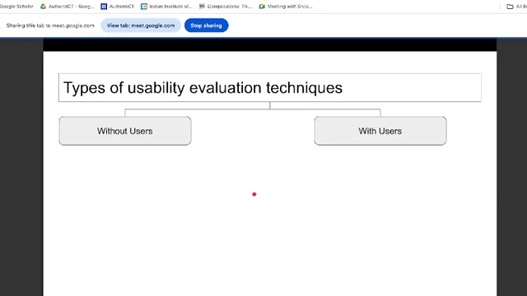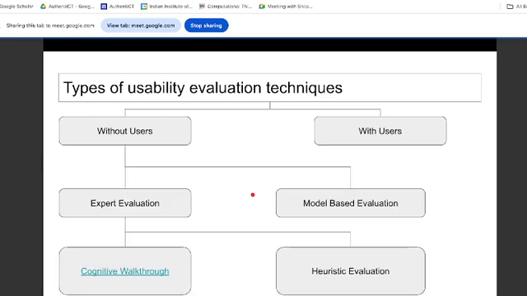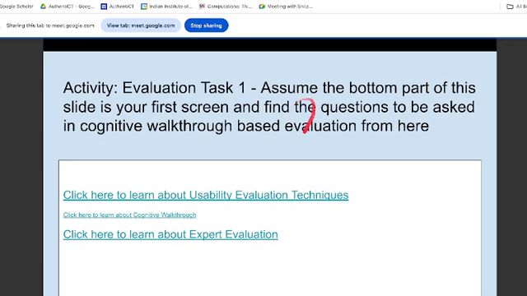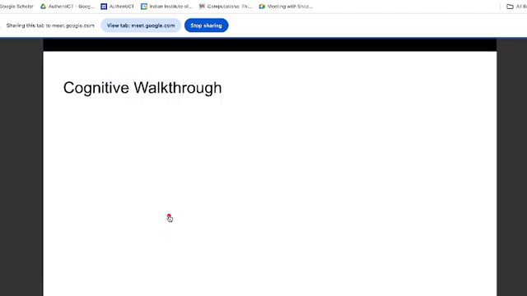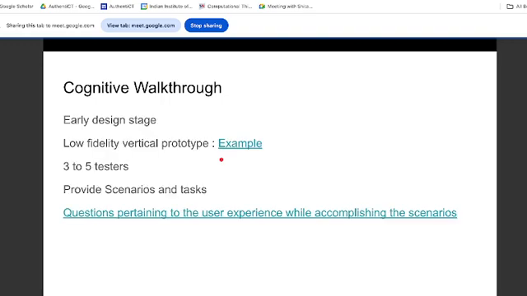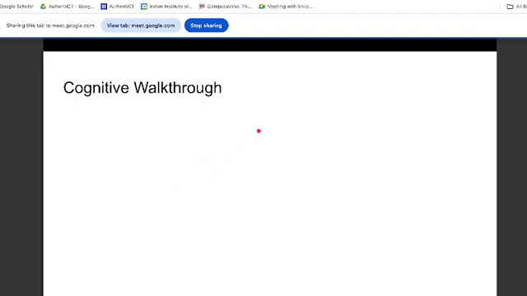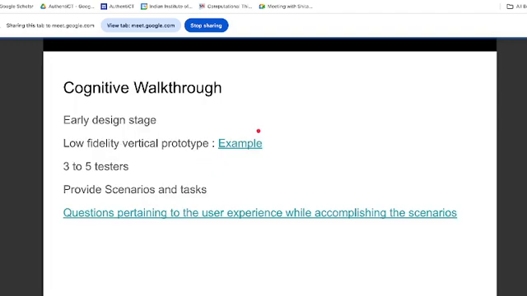I didn't want to find the types of usability evaluation techniques, right? My goal was to find the questions. So now we will go to this again. I'll go back. After going back, now I see this is something written in small letters, so I click on that. I go to the cognitive walkthrough slide, and here I can find the questions pertaining to the user experience. Even to find these questions, I had to make a click action.